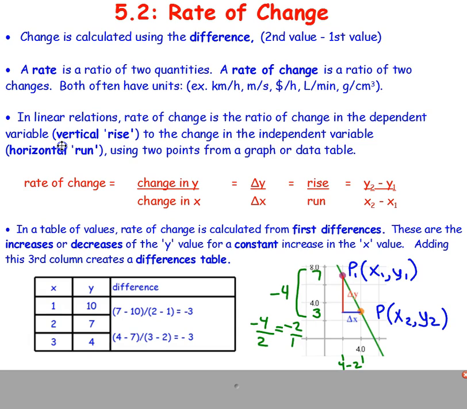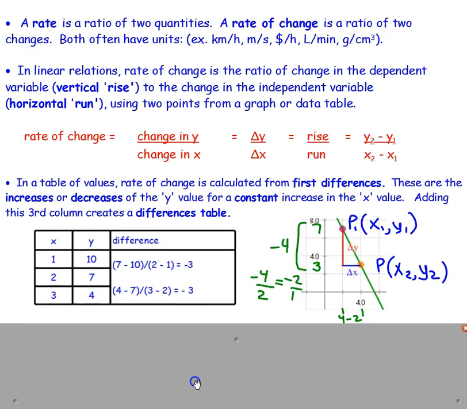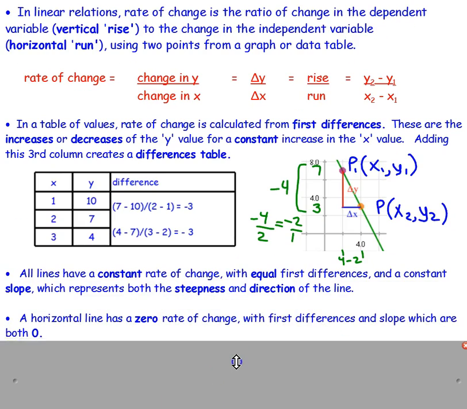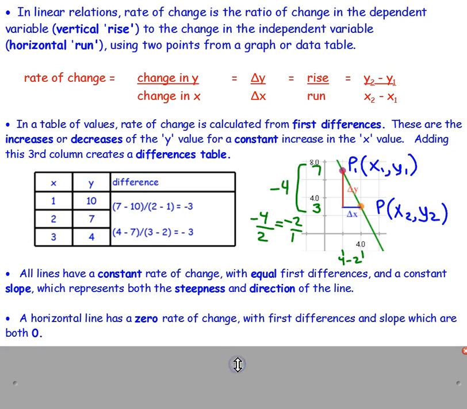Okay, so a differences table has a third column, and we are calculating rate of change in that third column. First differences are the changes in y, and second differences we can use if we want to identify something as being nonlinear. So as we go further down here, when we calculate rate of change for lines, we would discover that all lines have a constant rate of change. The first differences will always be equal.